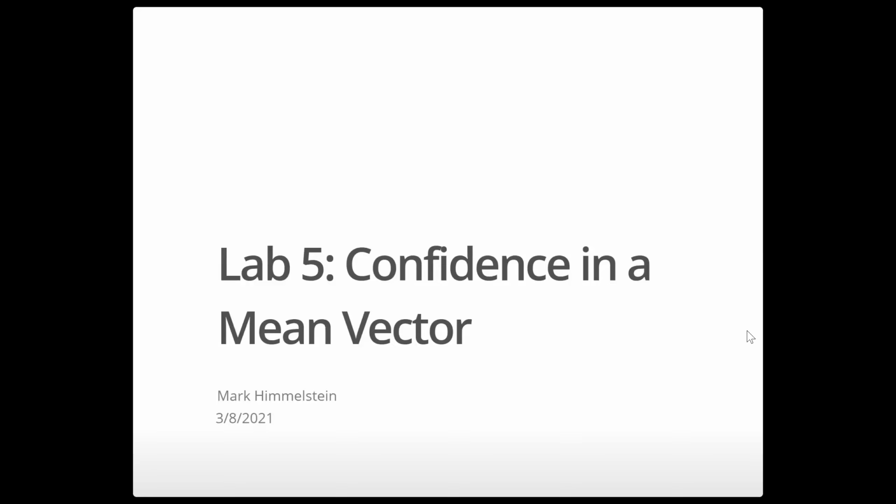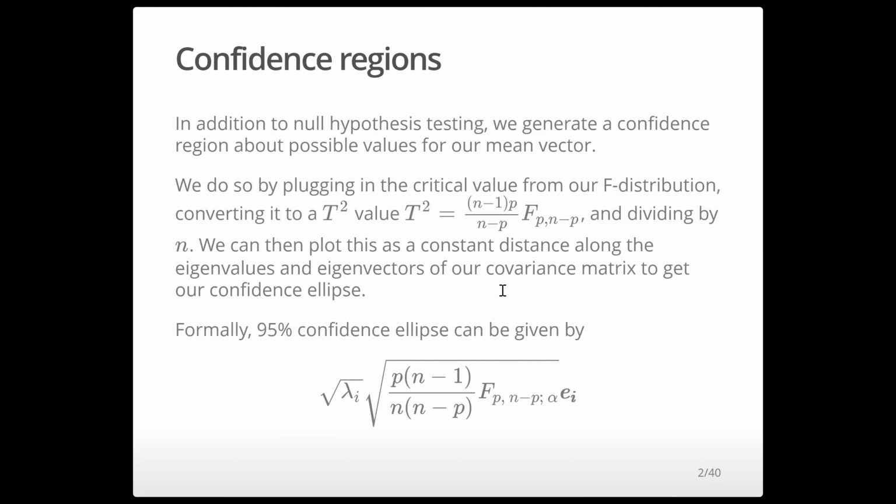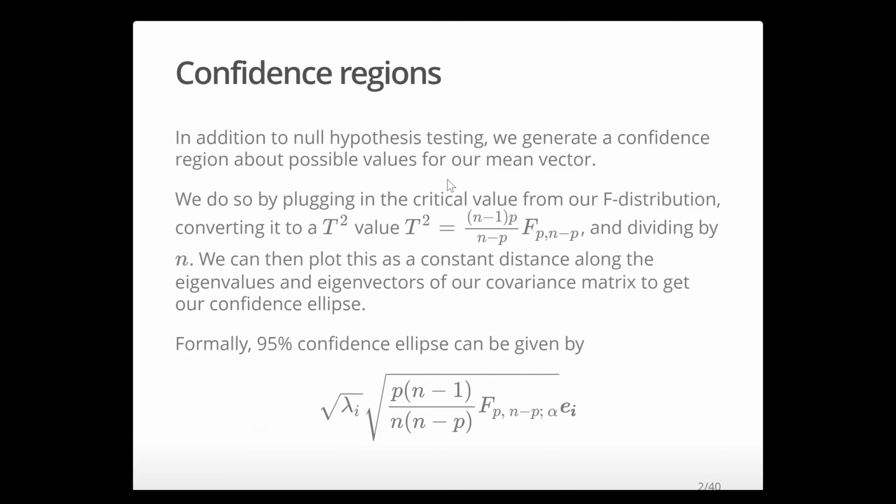Next thing we're going to talk about, in addition to making inferences, is how we can have confidence intervals and other objects about our mean vector. Specifically, we can actually have confidence regions in multivariate analysis. What we can do is plug in our t-squared value into our constant distance formula and use that to generate a constant distance for a sampling distribution.